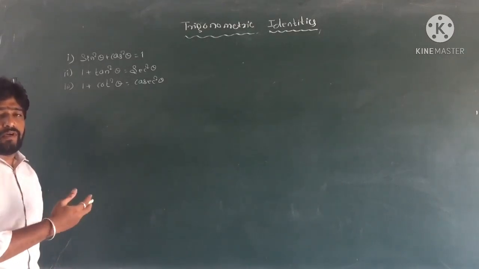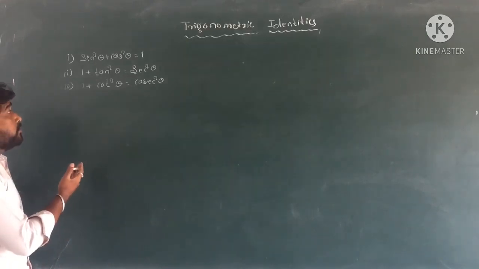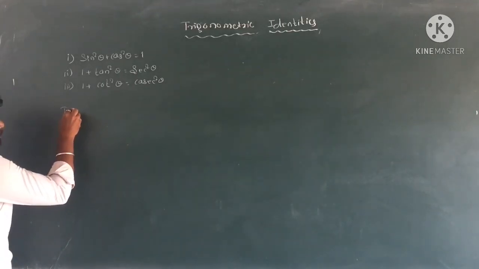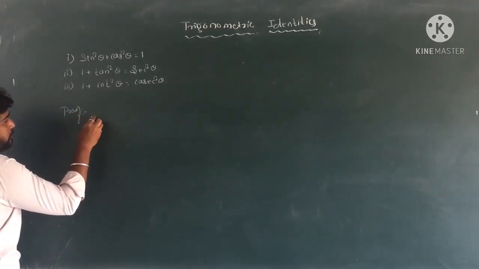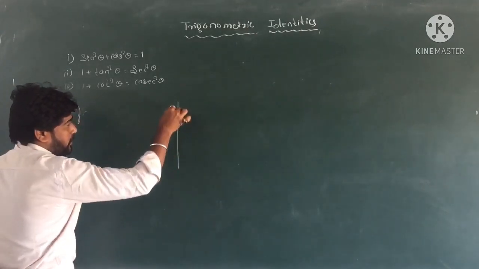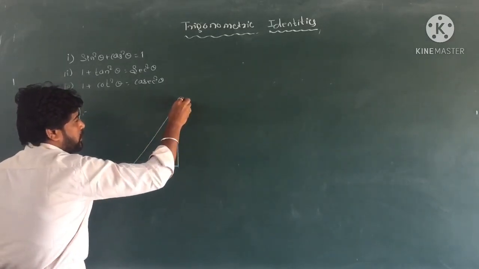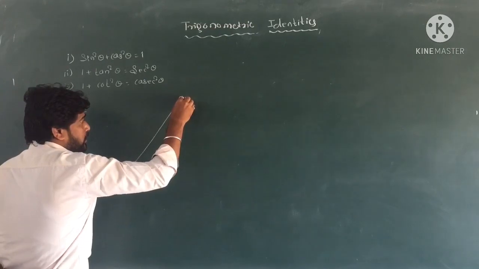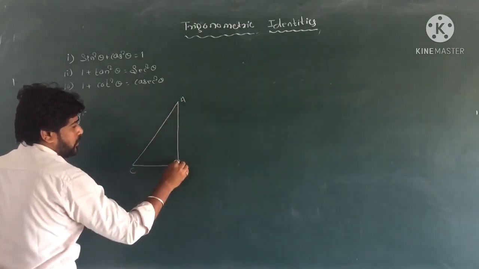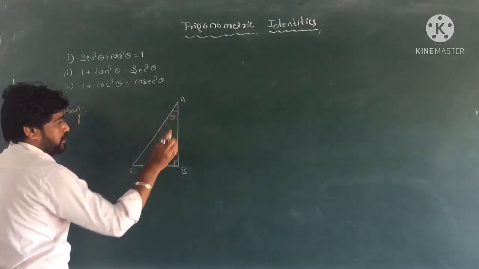So we will use these for the next exercise. In today's section I am going to prove these three identities one by one. So first one, proof. First consider a right angle triangle ABC. It is 90 degree at B and I will consider theta here.